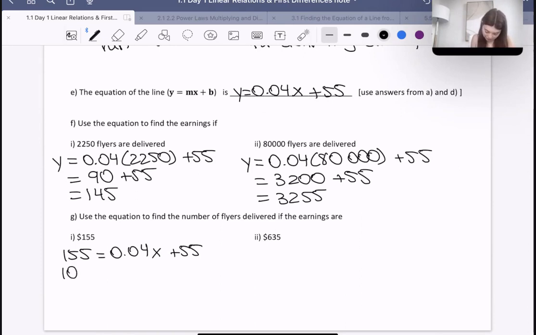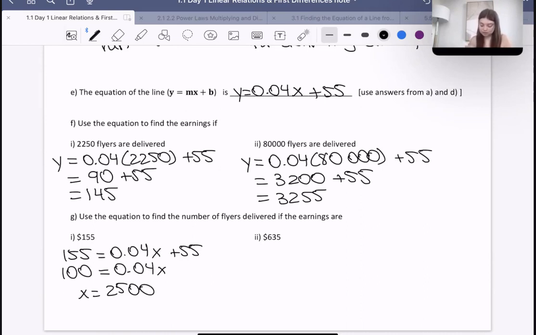So on the left, we'll have 100. And on the right, we'll just have 0.04x because we're subtracting 55 from both sides. Then we're going to do 100 divided by 0.04 to get the answer. So that's going to be 2,500. So therefore, we need to deliver 2,500 flyers if we want to earn $155 that week.